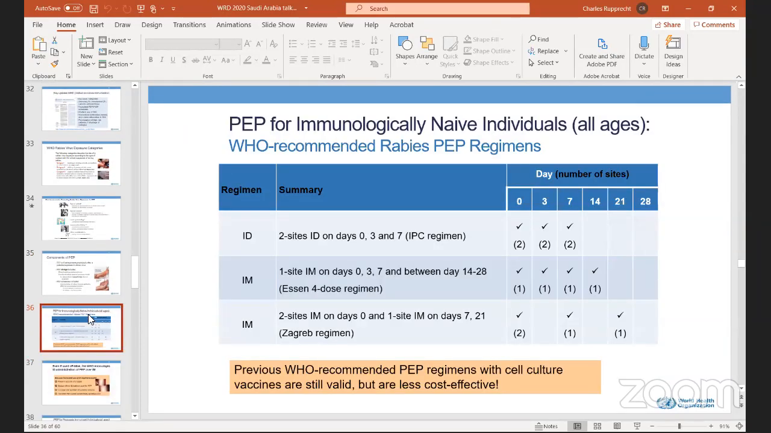This is the recommended post-exposure prophylaxis realm for naive individuals, that is, individuals who have not been previously vaccinated. So recall when it was back with nerve tissue-based vaccines, that it was 14 to 21 daily doses intracutaneously. That no longer occurs, thankfully. When cell culture vaccines came on board in the 1970s, we had 6 doses, so from 14 to 6. Thereafter, we went down to 5 traditional doses intramuscularly.